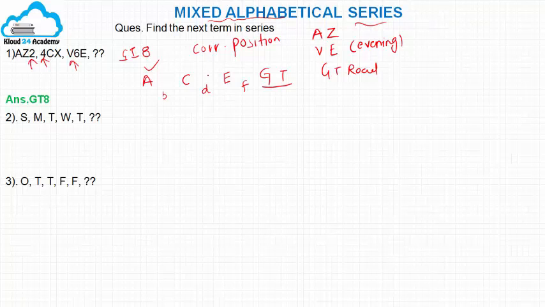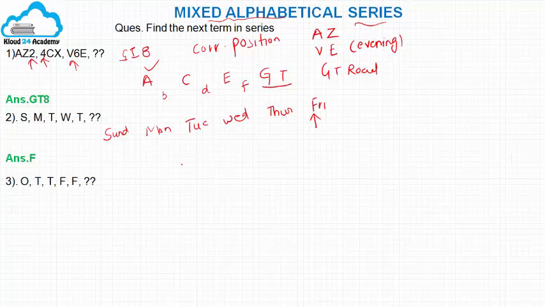Let's move to the next question. SMTWT question mark. So there is no direct pattern which can be seen. This is nothing but Sunday, Monday, Tuesday, Wednesday, Thursday. So next will be Friday. So F of Friday. F is the answer.